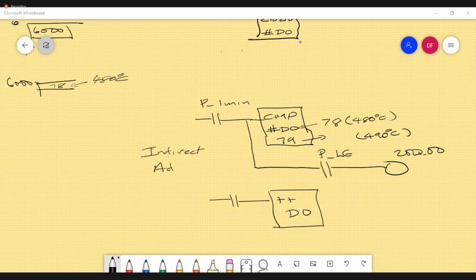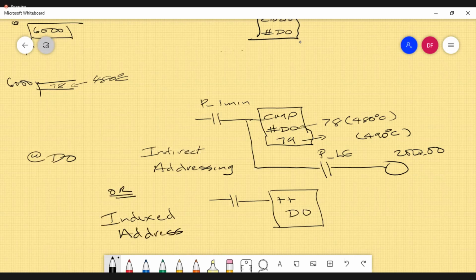All right. So for indirect addressing, we would use the other addressing mode, because if we had used at D0, it would create the same effect. So if we use indirect or index addressing, we would have created the same effect. All we would have to do at the end of that is increment D0.